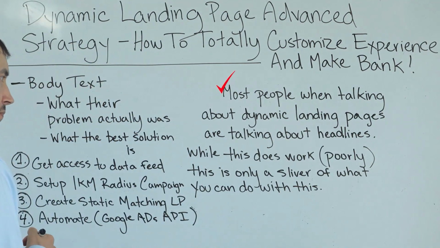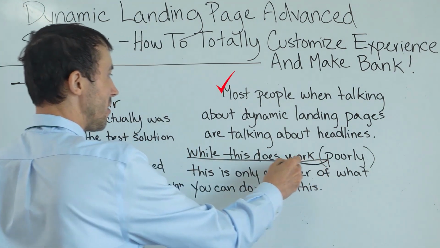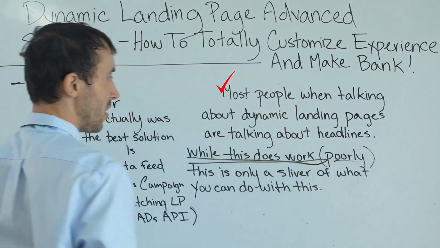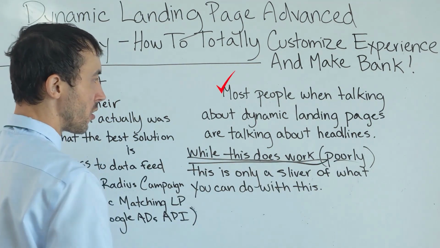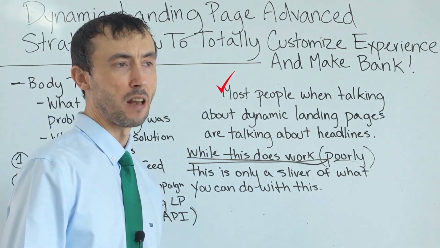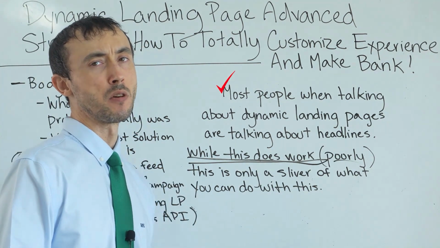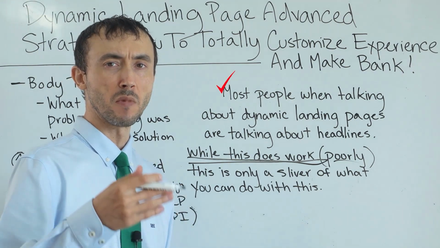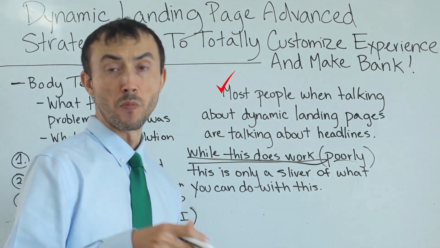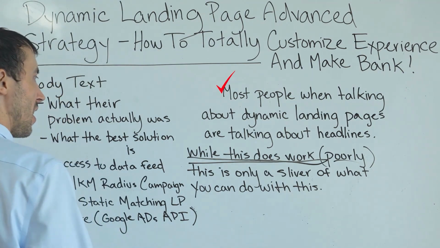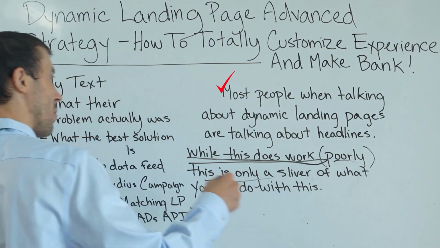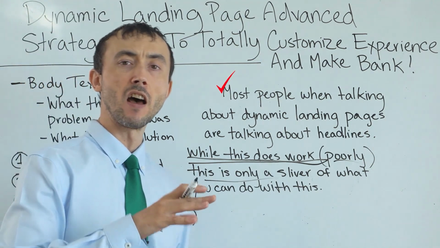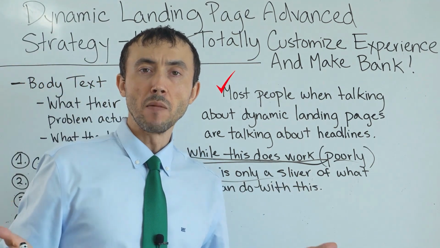So, well, dynamic headlines and keyword insertion in headlines does work poorly. You'll make a lot more results just handwriting the headline, targeting 500 keywords separately, having 500 different landing pages, so that the headline can be customized pretty closely to the keyword at hand, and that's the way to go. But that's just one version, like I said, of doing dynamic landing pages.